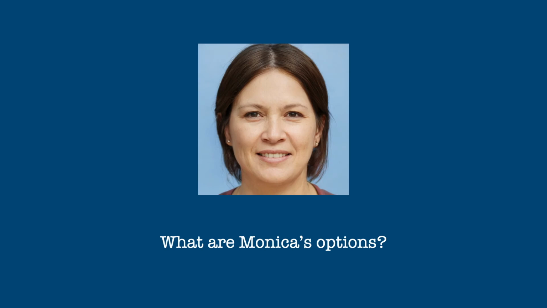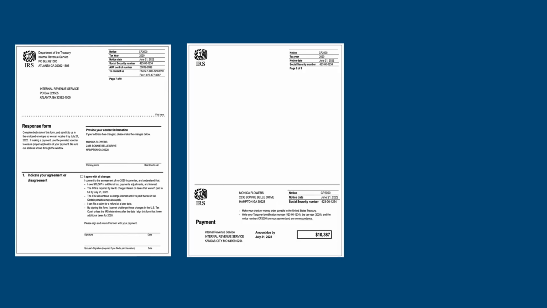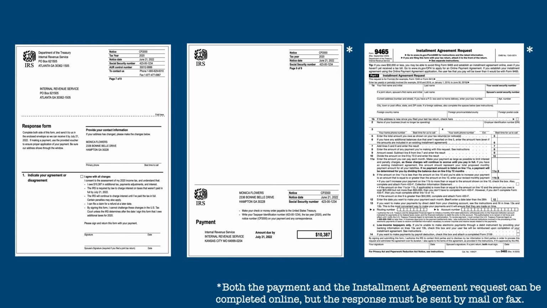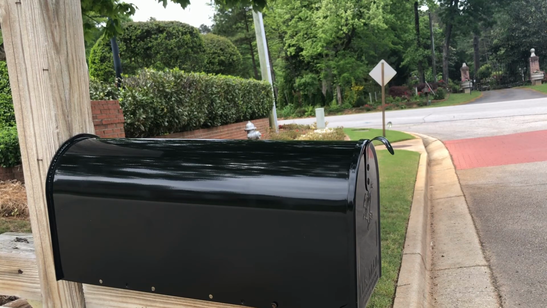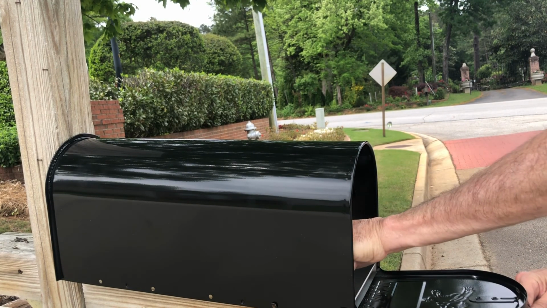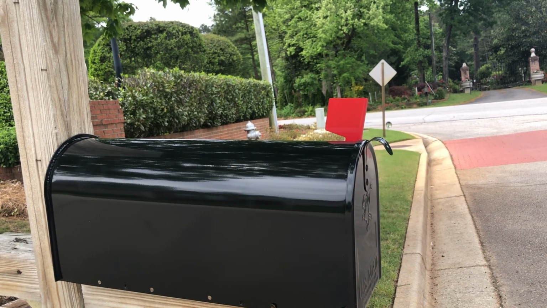So what are Monica's options? She can agree with the findings of the notice and either send the additional taxes using the payment coupon or apply for an installment agreement to pay off the amount owed over time. To agree with the changes, she checks the "I agree with the changes" box on the response form and signs it. This form is then mailed or faxed back to the IRS office where the letter originated.